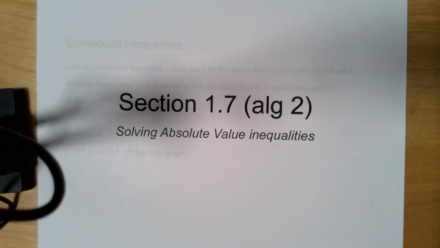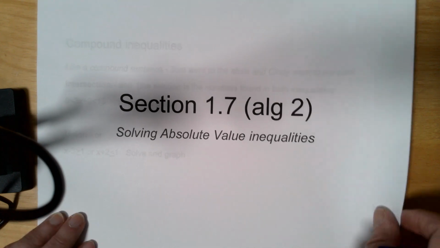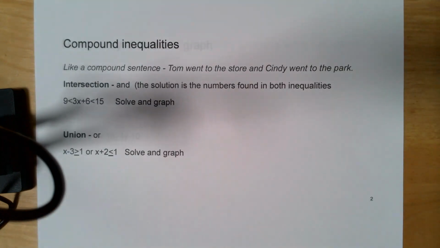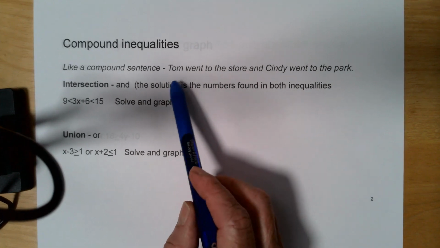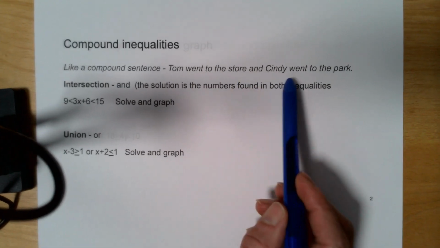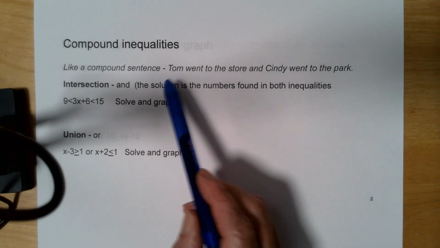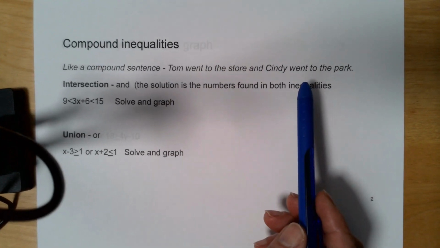All right, this is section 1.7, solving absolute values and inequalities. A compound inequality is kind of like a compound sentence. If you remember back from English, Tom went to the store and Cindy went to the park. They both have a subject and they both have a verb.